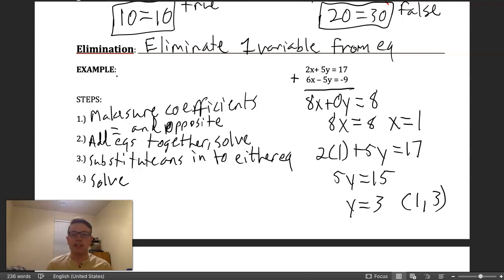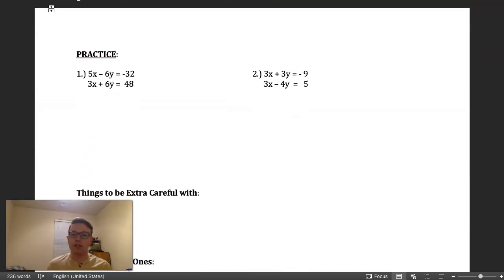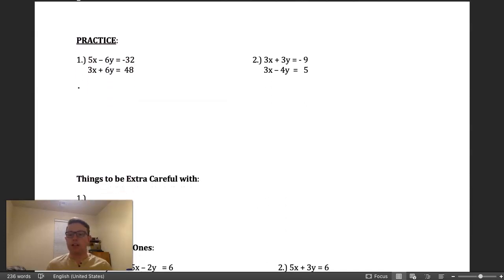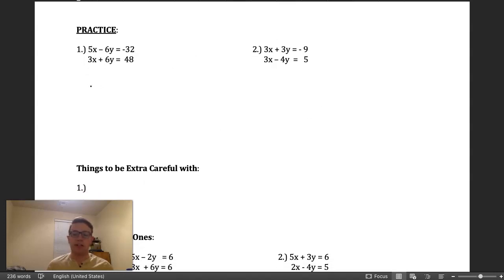Now, elimination is definitely the harder of the two, so we're going to do some more work with it. I'm going to do another practice problem. Actually, why don't you guys go ahead and do practice problem 1, then we'll do 2 together. So what is our solution going to be for the first practice problem?